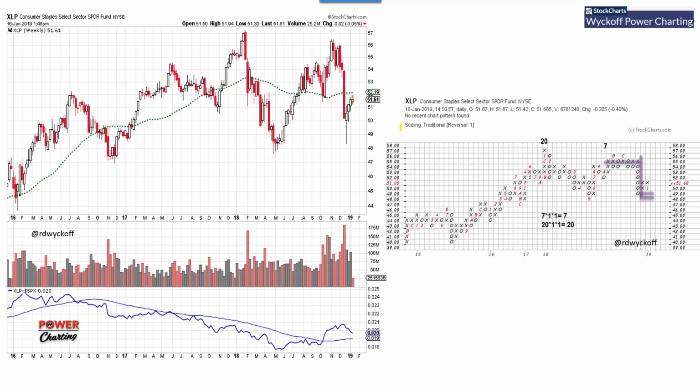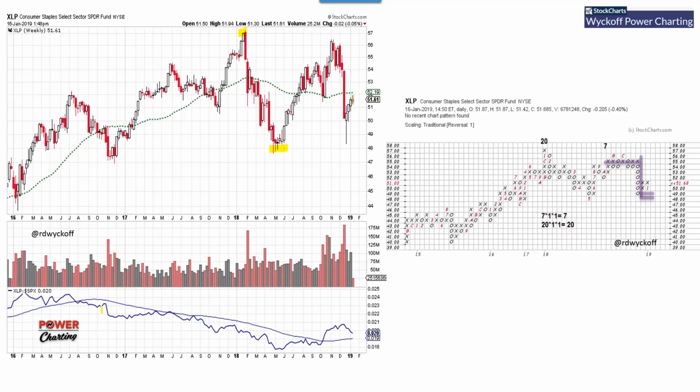Okay, so now let's look at consumer staples. Consumer staples has a somewhat different look to it. So you can see that it has a very big, wide trading character in 2018. Here's the January peak. Here is actually a May low. So this was much weaker than the market.